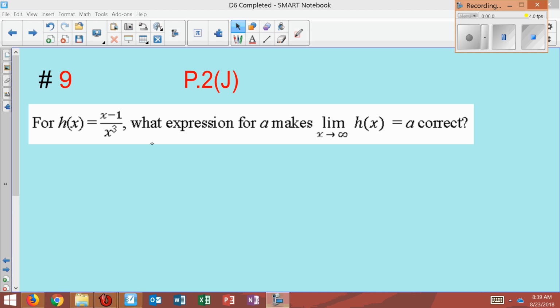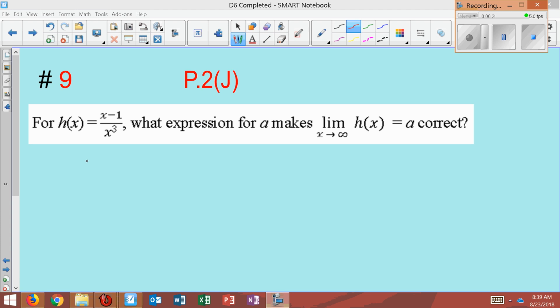Number 9, for h of x equals x minus 1 over x cubed, what expression makes the limit of x approaching infinity of h of x equal a correct? Again, what happens to y as x approaches the right for this equation? Now we're going to graph this, but again, using the same thinking: as x goes to infinity, infinity minus 1 really isn't going to change things. It's such a large number, and this is infinity cubed.